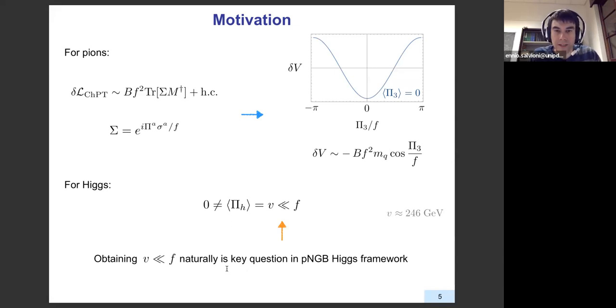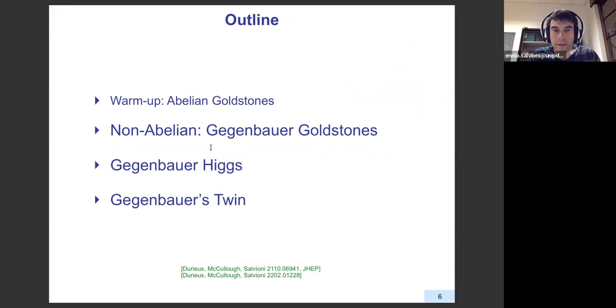Now, to do this, I'll start with a very basic 2 slides on the abelian case, which is not relevant for the Higgs, but is relevant for the story. I think it's the best way to get there. And then I'll discuss the non-abelian case, so what these Gegenbauer Goldstones are, and then I'll discuss 2 applications to the physical case, so the Higgs boson and also the twin case. But I'll come to that. The first 2 parts are general. I will not really rely on composite Higgs or similar ideas for the first part of the talk, which is supposed to be a bit more general. If you have any questions so far, please stop me. Otherwise, I'll continue.